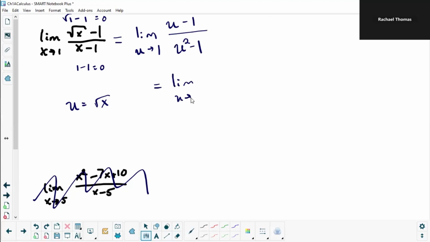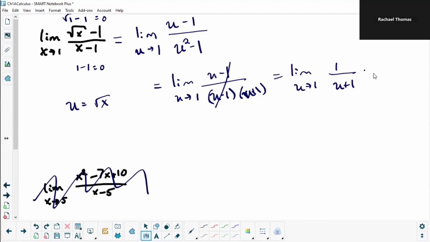And lo and behold, this gives me an opportunity to factor in a way that I might not have considered before. Plus 1. Cancel those guys. Limit as u goes to 1 of 1 over u plus 1. 1 over 1 plus 1 is 1/2.